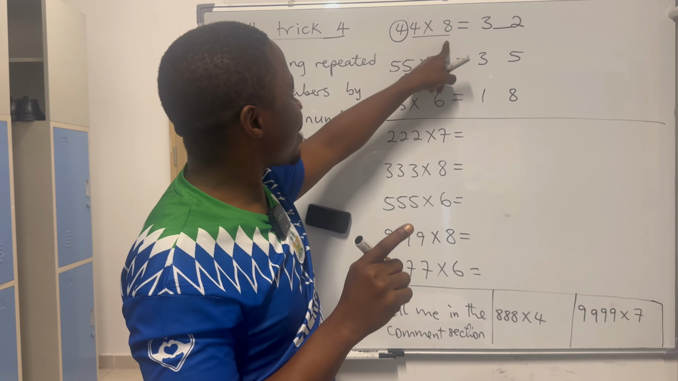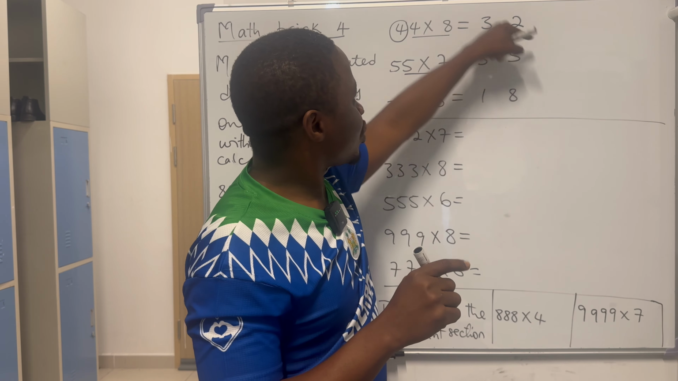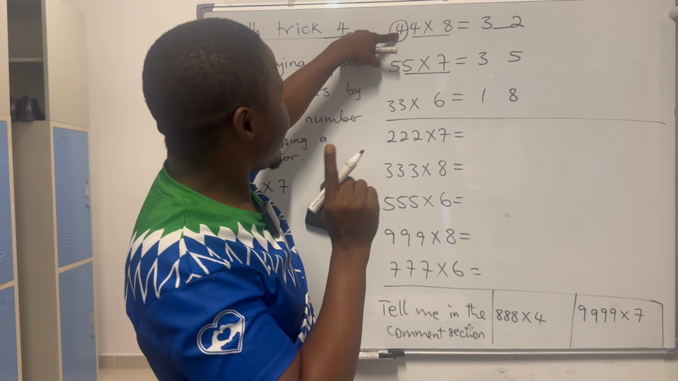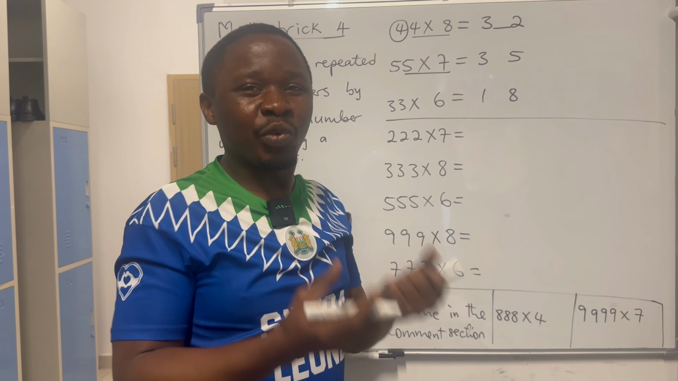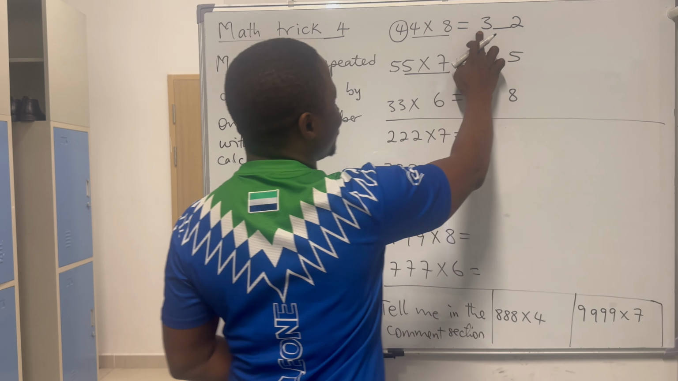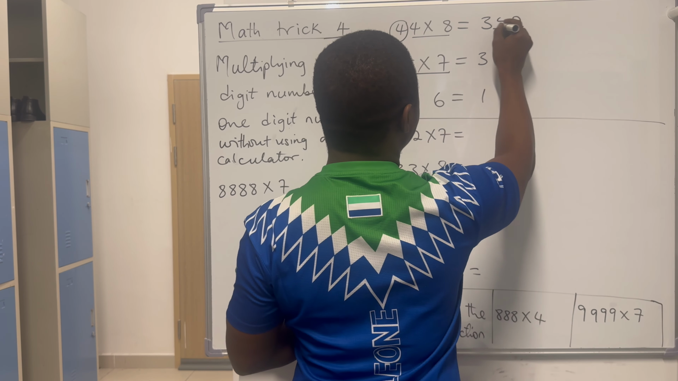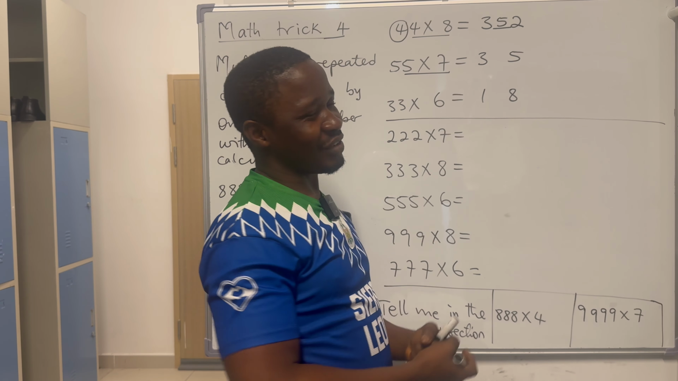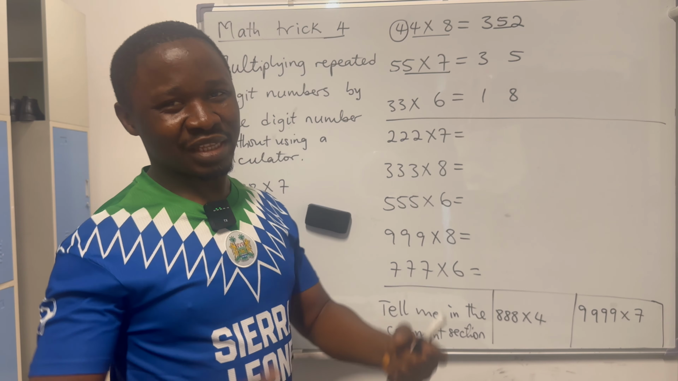Remember, 4 times 8 is 32. So how many are we inserting between them? We use this, so it means one digit. How do we get that one digit? So easy. 3 plus 2 is 5. So 44 times 8 is 352. Is that not easy? It's easy.